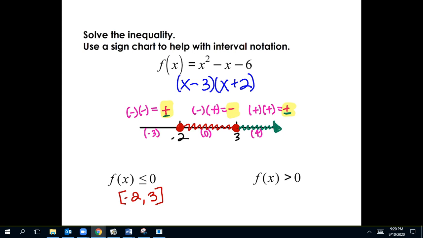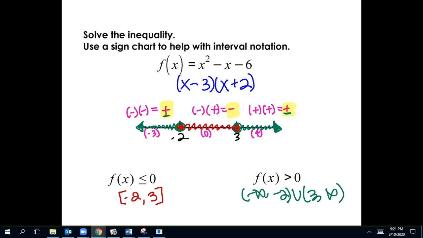They'll be greater than 0 every time x is less than -2 or greater than 3. And here I'll use open circles because greater than doesn't have the or equal to. So if we put that in interval notation, that's -infinity to -2, and then 3 to infinity.